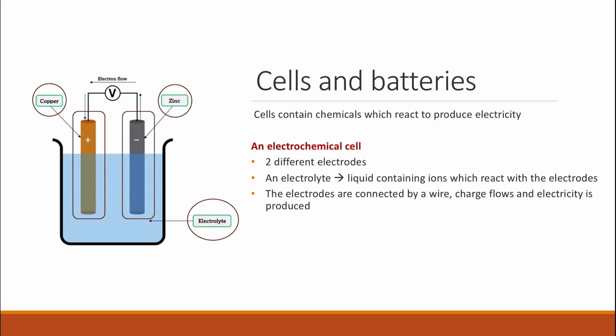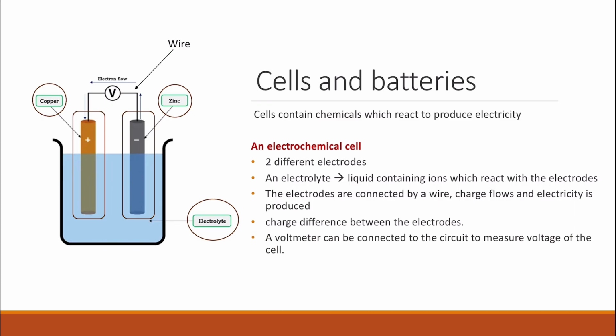and that will allow the flow of the charge, and then the electricity is produced. The charge difference between the two electrodes will be generated, and that's what generates the electric energy. And we can use a voltmeter connected to the circuit to measure the voltage of the cell.